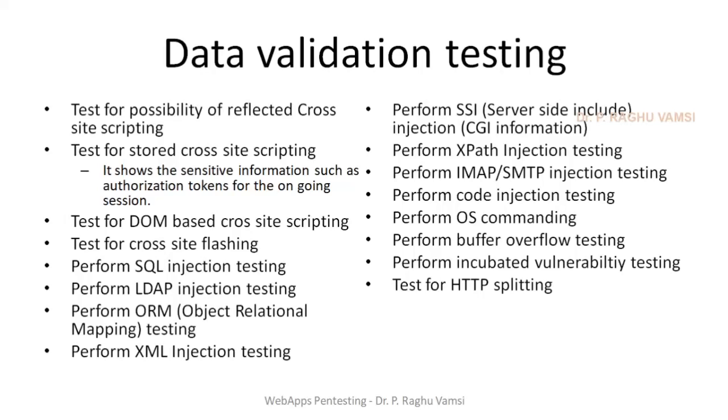Next is test for HTTP splitting. As I told previously, whenever you send an HTTP request in a split way, you will get the responses also in a split way. So you are supposed to go for testing of HTTP splitting of the request, and with this you will find any lapses in the data validation.